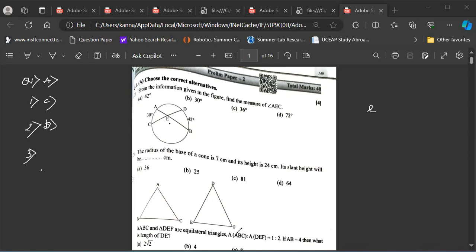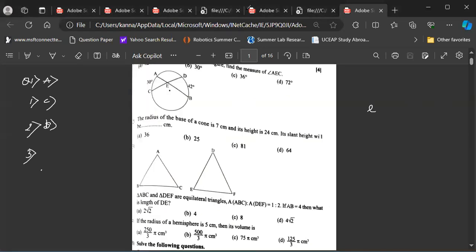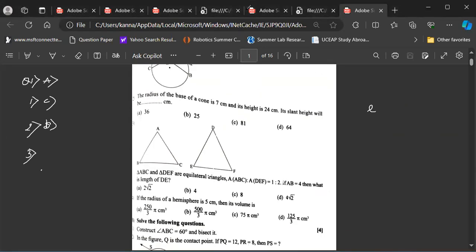What is the answer going to be? 4 root 2. You can check the answer, children. The answer should be 4 root 2, okay? So you can check it here. You can see 4 root 2 is the answer, okay, children? 4 root 2 is the answer. So what is this third part? Third question, the answer is D, okay?